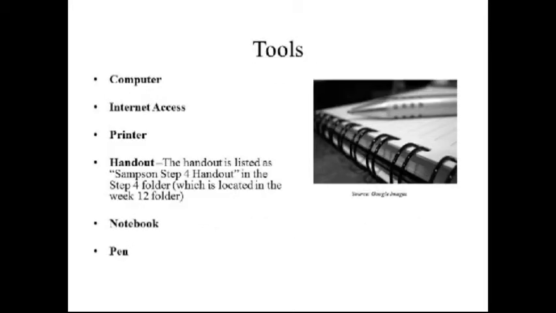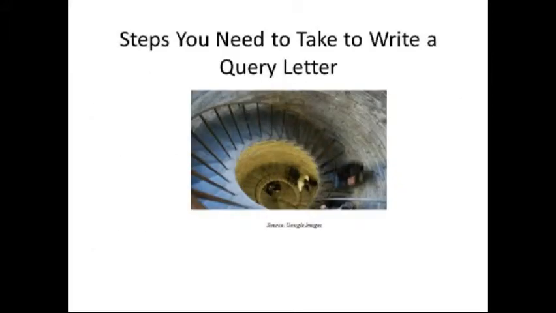Once again, the tools you'll need to complete the objectives for this mini module are a computer, internet access, printer, a handout, which is called Sampson Step 4 handout, and it's located in the week 12 folder on Blackboard Vista. You'll also need a notebook and pen. I recommend taking notes while I go over the steps for the process of creating a query.